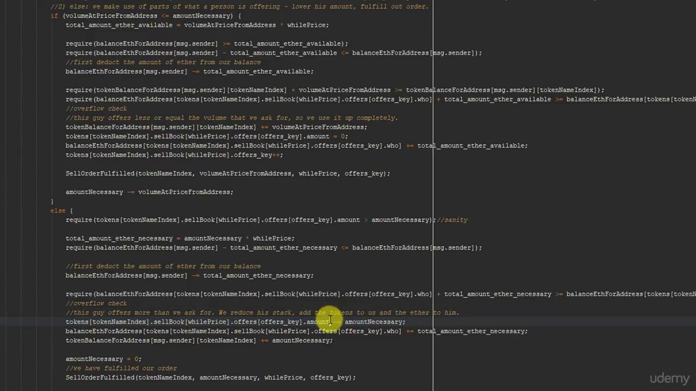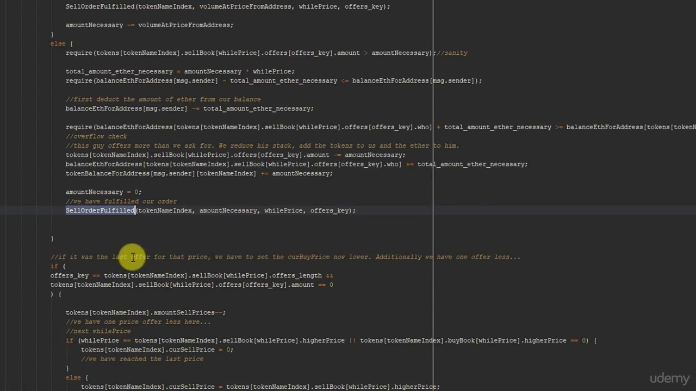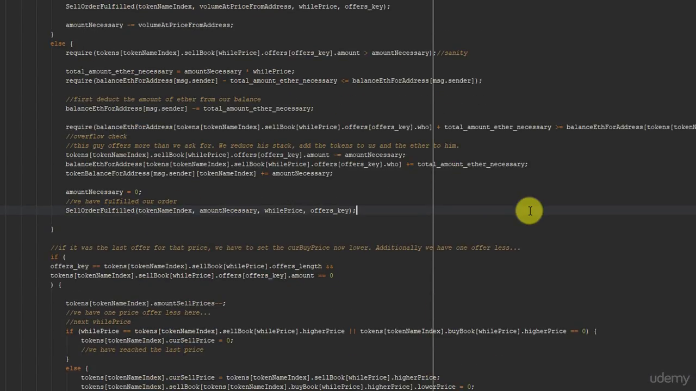So if he's trying to sell 1,000 and we are just interested in 500, then the rest of the 500 will stay in his offer and we credit 1,000. Then we credit him the Ether and we credit us the tokens. We set the tokens finally to 0 and we emit an event. So this is basically the logic that was to implement.